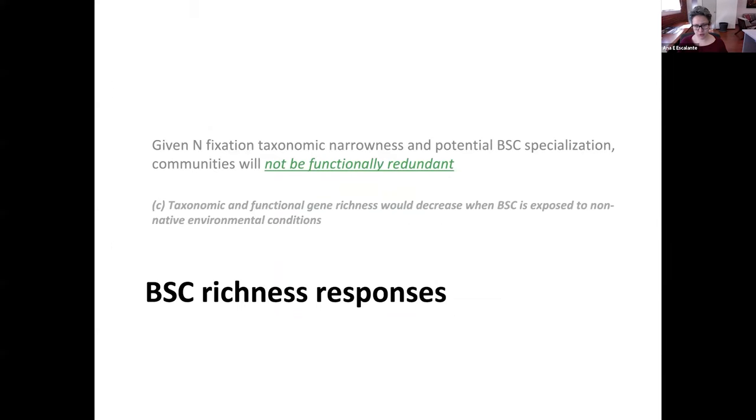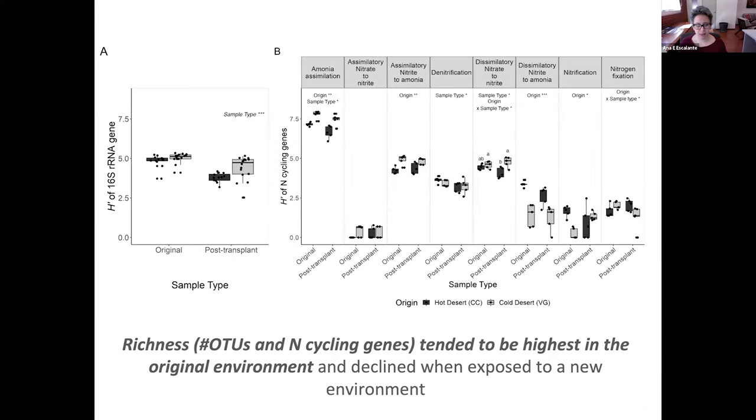So by the end of the experiment, origin and temperature accounted for almost 30% of the variation in composition. And finally, for richness responses in the crust, we found that in fact, taxonomic and functional gene richness decreased when biocrusts were exposed to non-native environmental conditions. And we could see this particularly for the field experiment.